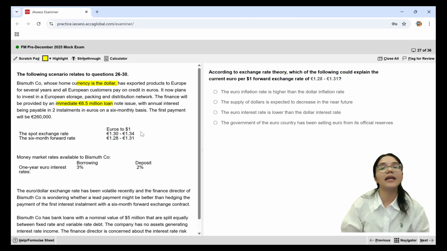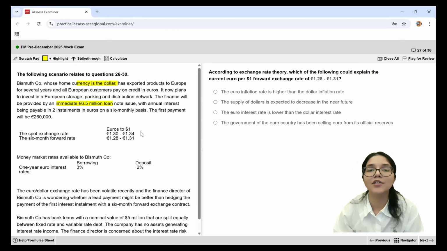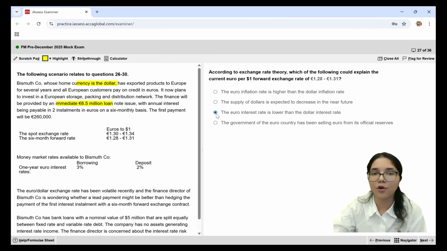Conceptually, when we were learning the interest rate parity theory and the purchasing power parity theory, I had told you how a currency can grow stronger. A currency can strengthen, can appreciate, when interest rates are lower and when inflation rates are lower. So the euro has gotten stronger. A reason could be that the interest rates are lower compared to the dollar interest rate. So this can be our answer.